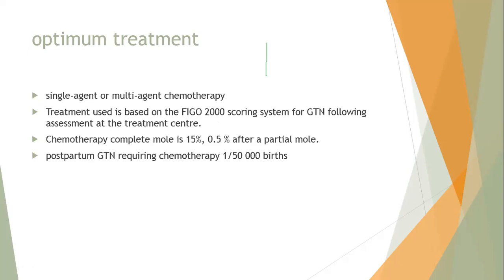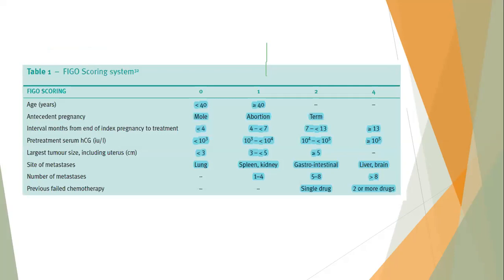Optimum treatment. We could use either single agent or multi-agent chemotherapy. This is according to the FIGO classification or FIGO score. You will find it in the GTG, in this. It is a table. We have parameters, and every parameter will take a score from 0 to 4.